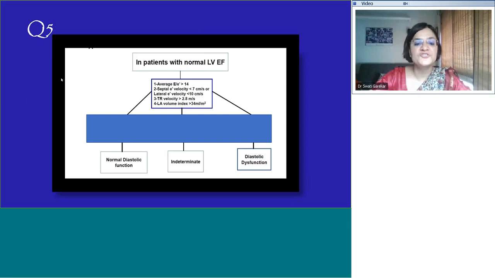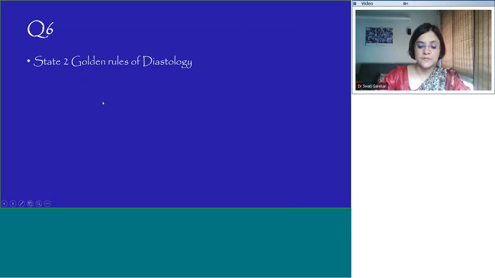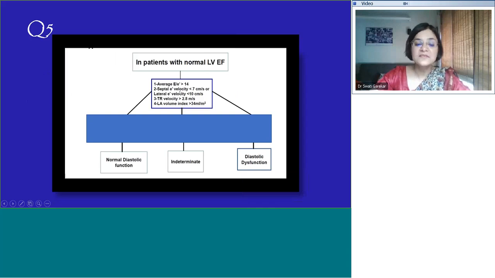Okay. Question 5 is this flowchart we had seen. In patients with normal EF, you're looking at these 4 parameters, right? So how many parameters do you want out of these to be positive to call it as diastolic dysfunction? So, the answer is you want 2 or more than 50%. More than 50% of these should be abnormal.